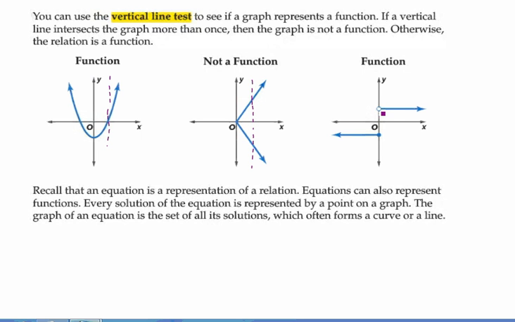The third one's a really weird looking guy, but this open circle means that that is not a value up here, but it is here. So if we combine these two, we should be okay. That's why it's a function. Notice how we're talking about relations and functions. Again, recall that an equation is a representation of a relation. All three of these are relations. These ordered pairs are related to each other. It just happens to be that it's not a function. This is both a relation and a function. Relation and a function, relation and not a function.